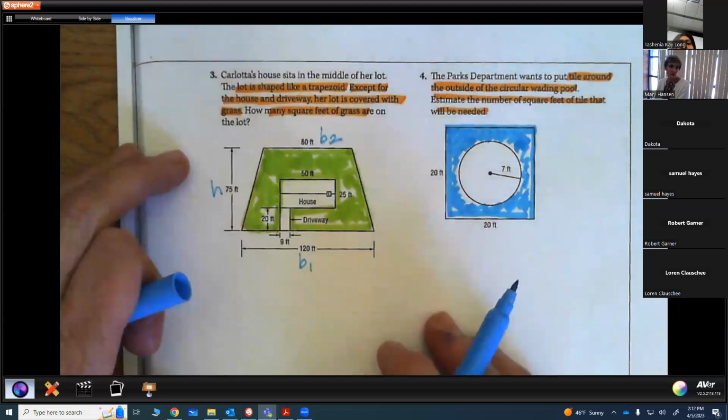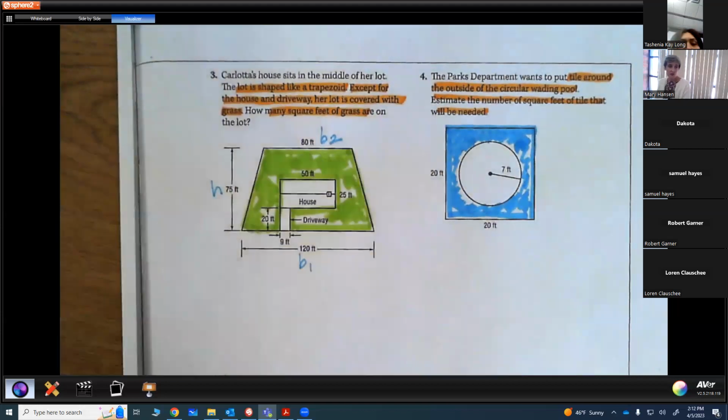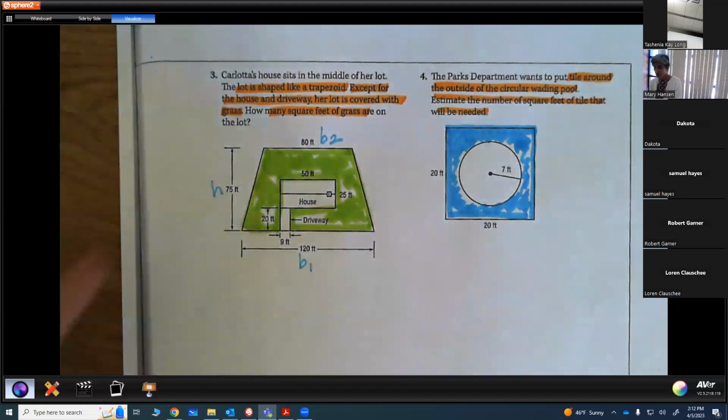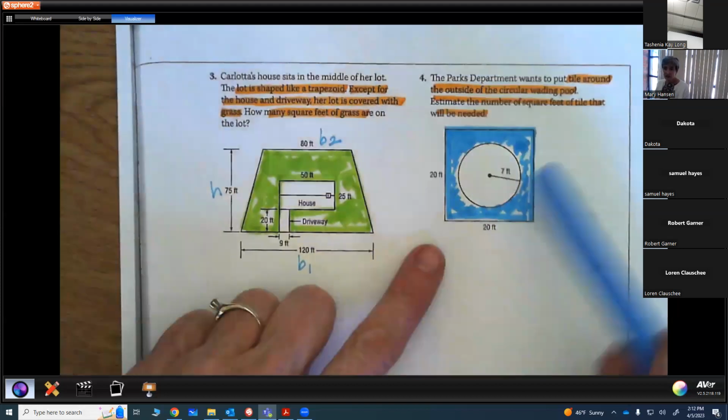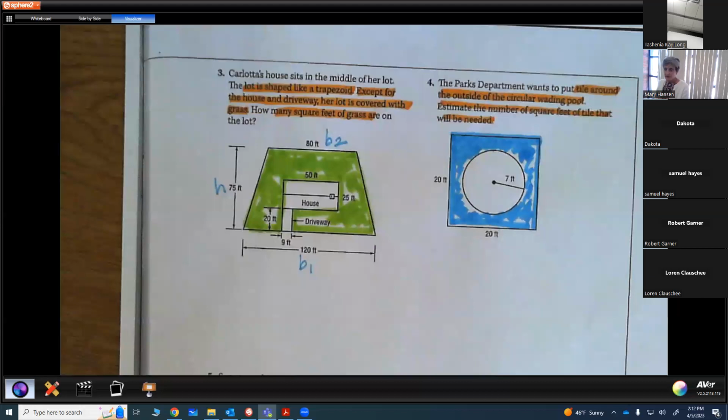So that would be the height of the trapezoid. And we would subtract out the house and the driveway. This problem, using our addition method, you're not going to have much success with, I don't think. This is definitely a subtraction type problem. Okay, so we're just going to talk about each of these in general, and then I'm going to let you go do them.